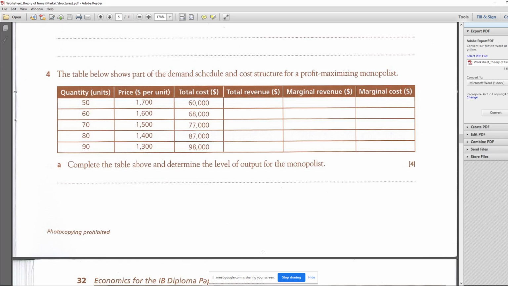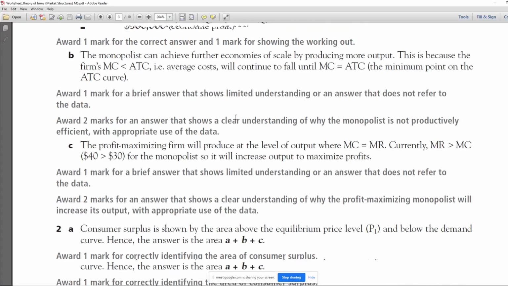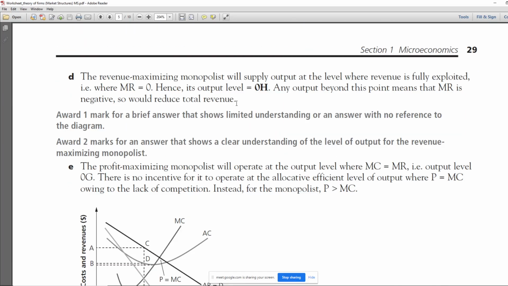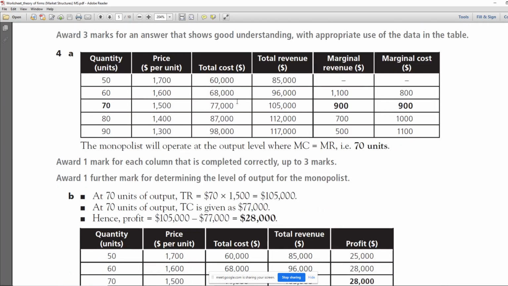So here I'm just going to show you the answer. Yeah, here. Okay, so you can quickly check the answer. Just like that, right? Q times P, then you will get total revenue, and once again, you will not find any marginal revenue or marginal cost for the first one, because there's nothing to compare.